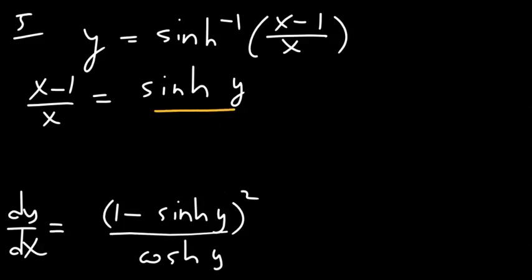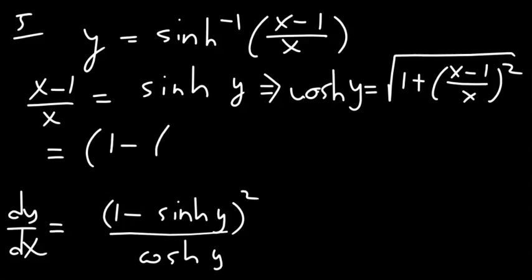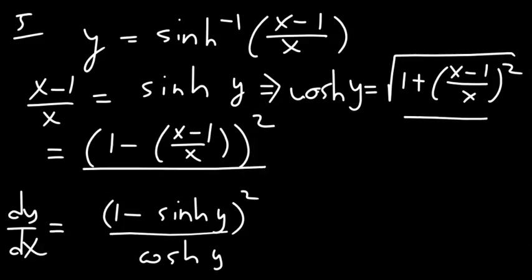We know hyperbolic sine of y in terms of x is given by this expression. What about hyperbolic cosine of y in terms of x? Using the identity, we know hyperbolic cosine of y is the square root of 1 plus the square of hyperbolic sine of y, which is just that. So it's x minus 1 over x squared. Substituting this expression and that expression in here, we get 1 minus (x minus 1 over x) squared over that, which is the square root of 1 plus (x minus 1 over x) squared.